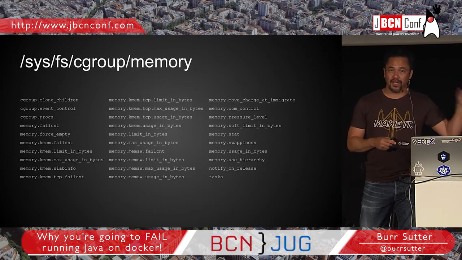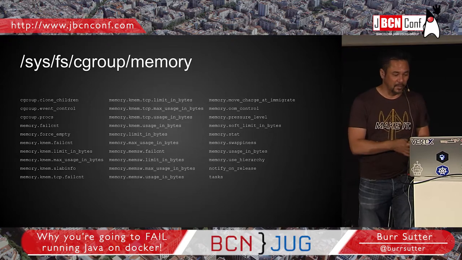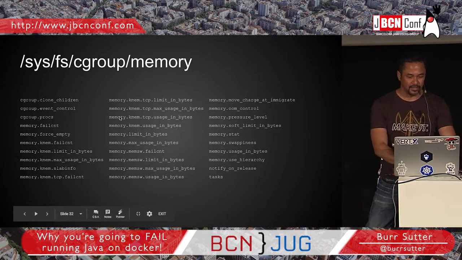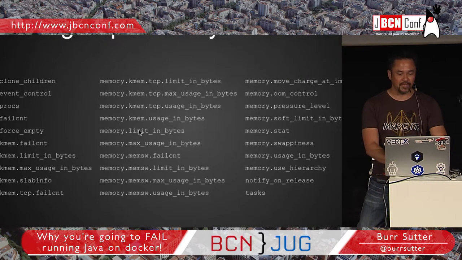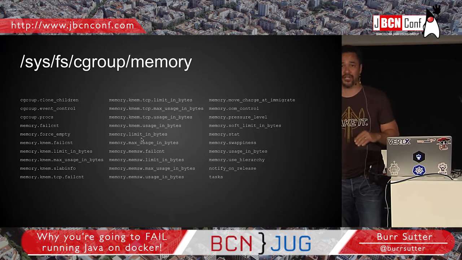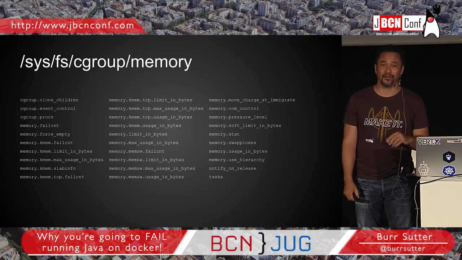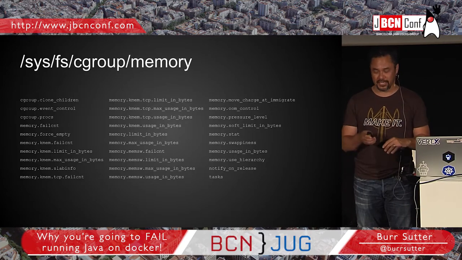So if you actually go in there and ls, you know, sysfs, cgroup, memory, you will see all these files. The most interesting one in my mind, and specifically the one Docker is manipulating, is memory limit in bytes, as well as the swap space. Those are the two that are most interesting in that directory, but there's a bunch of settings you can make. But Docker's only manipulating a few of these, at least the ones I've found so far, either in documentation or through experimentation.